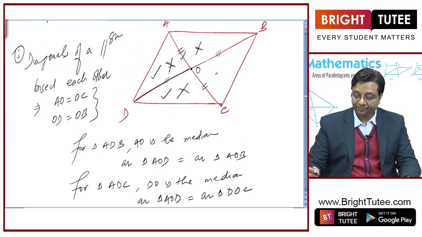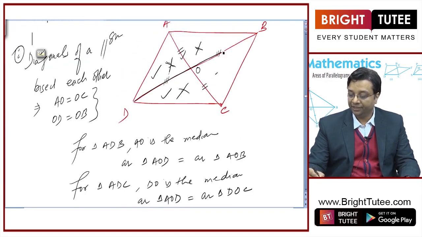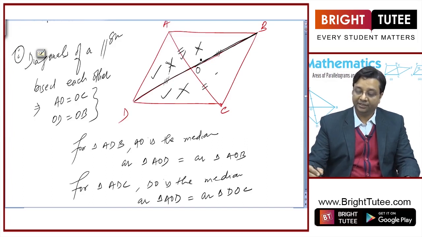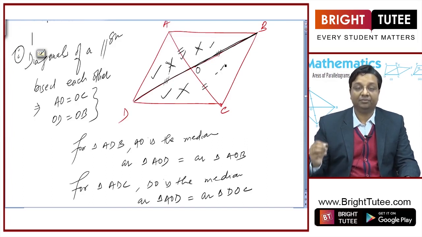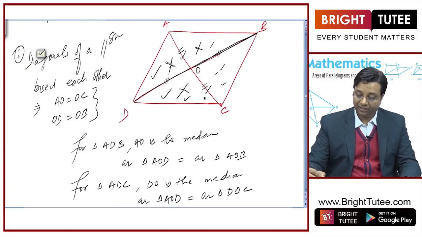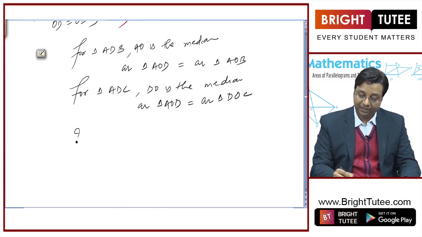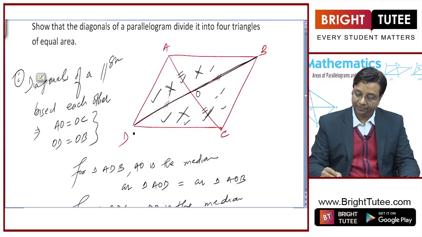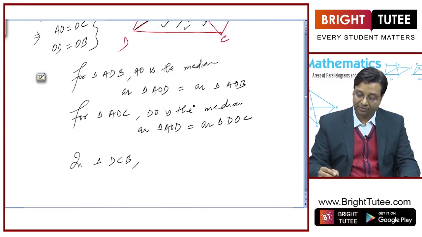Similarly, this is median for triangle ABC, hence this area and this area will be equal, or you can consider this as median, then this area and this area will be equal. So, let me consider this as my median of triangle DCB. In triangle DCB, CO is the median.